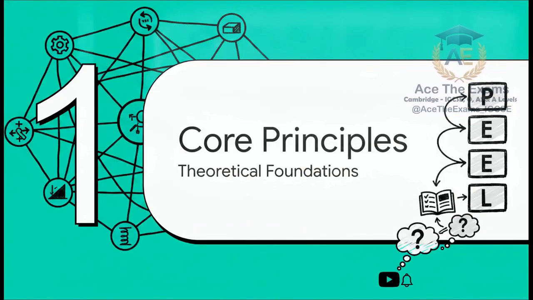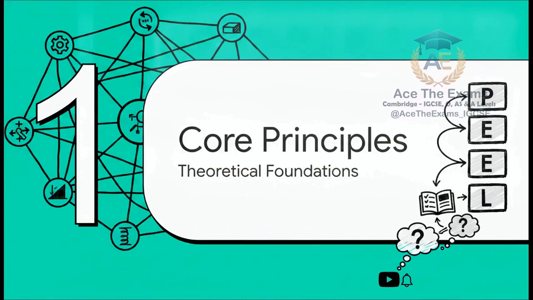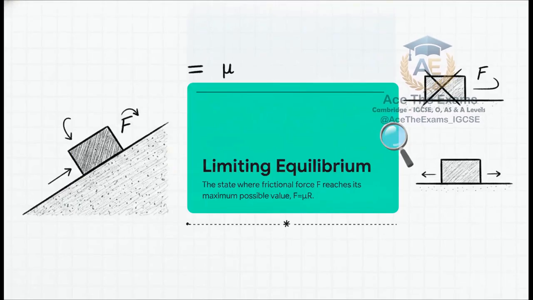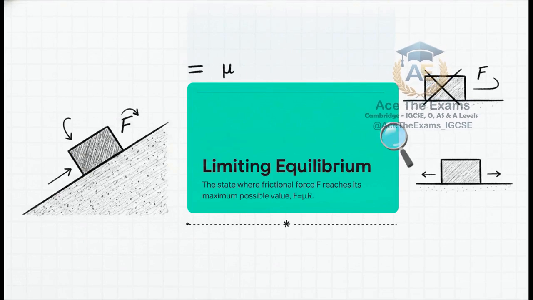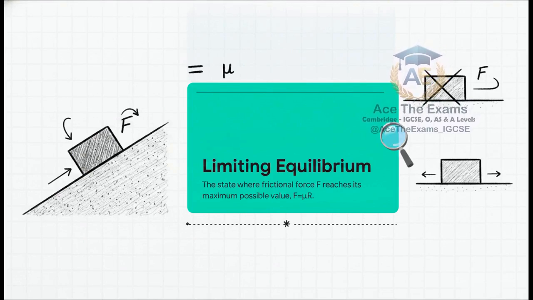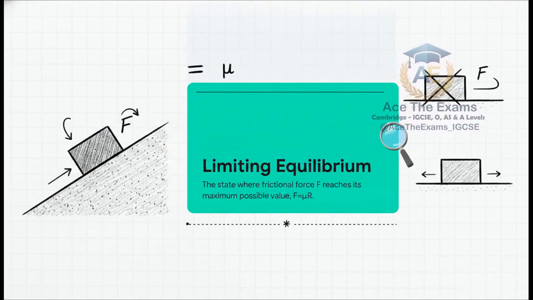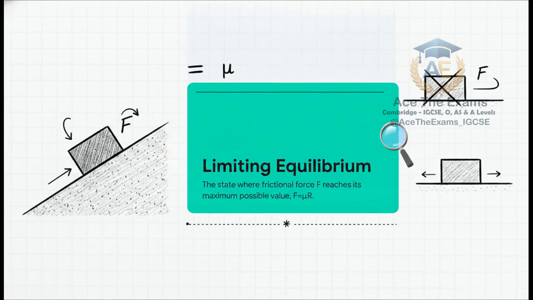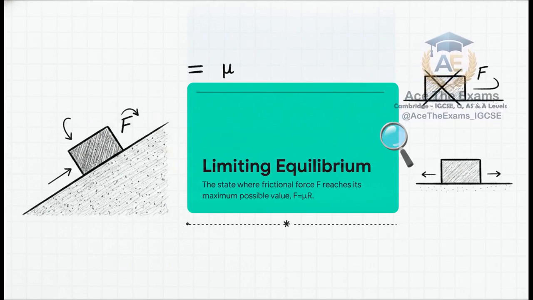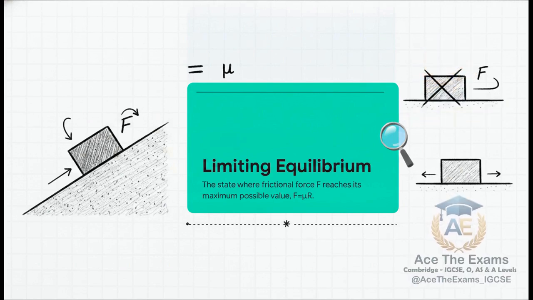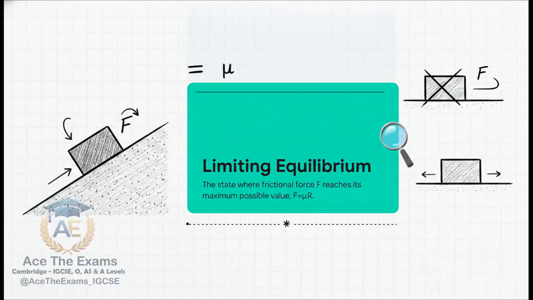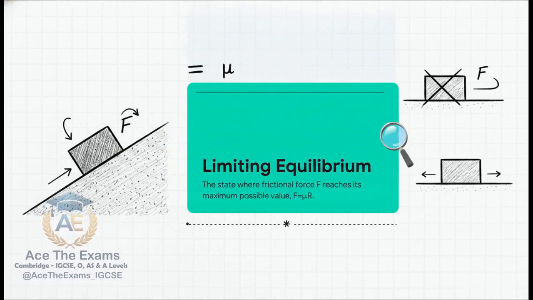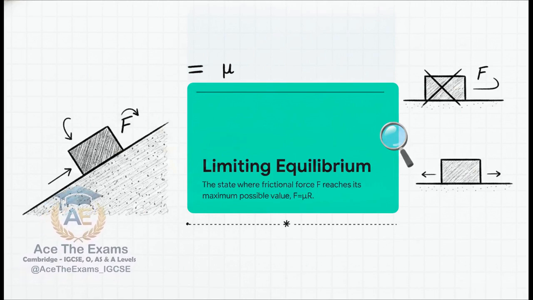Okay, let's dive into Section 1, Core Principles, and build that rock-solid theoretical foundation you need to succeed. The entire theoretical architecture of mechanics rests on your understanding of this exact state and how it connects to the rest of your syllabus. Limiting equilibrium is not just a vocabulary term you memorize, it is a critical physical threshold. It is the exact microscopic moment right before an object begins to slide. At this precise state, and I mean only at this precise state, the frictional force F reaches its absolute maximum possible value, which allows us to actually use the equation F equals mu R.